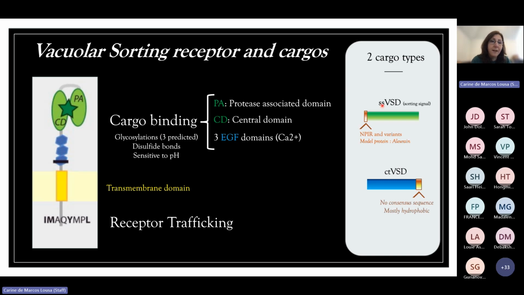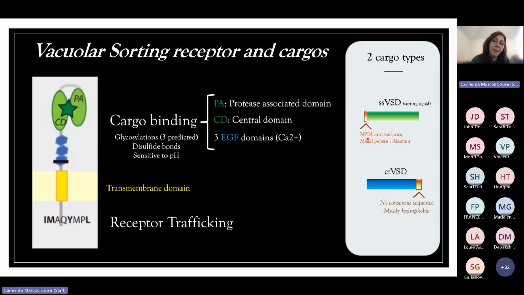What I need to specify is that VSR can transport two types of cargo. One of these cargo is called signal sorting, vacuolar sorting determinants here, and they are usually located at the N-terminal domain and usually contain a specific sequence, NPIR, but many proteins also have a lot of variations in this sequence.